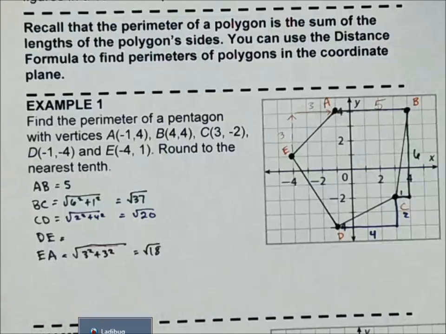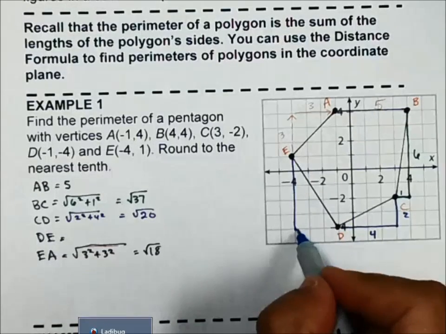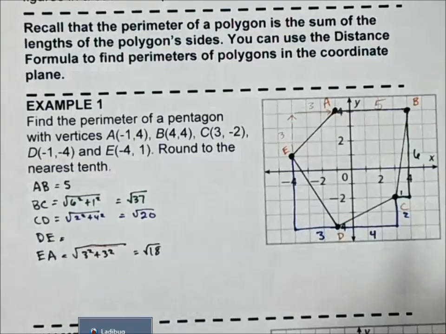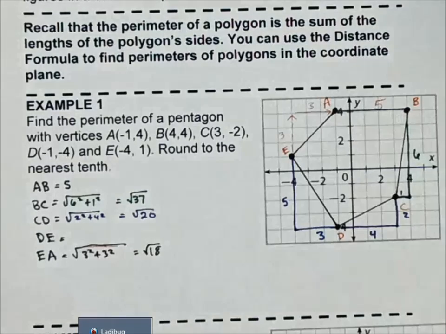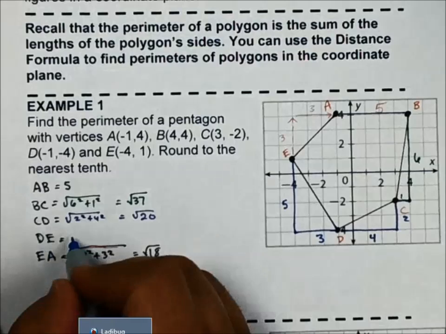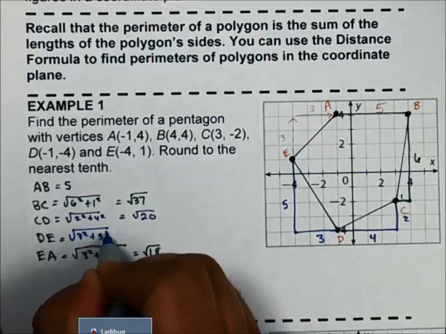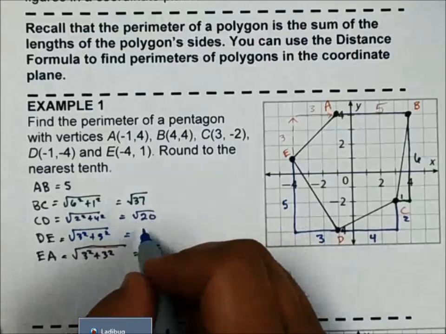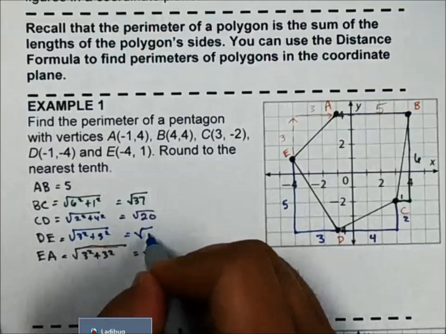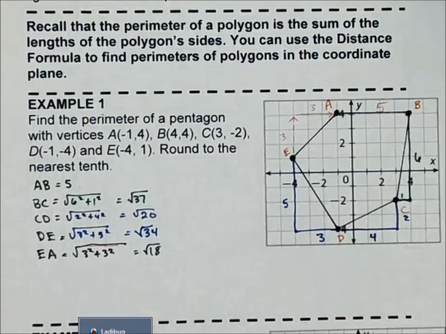And then I need to do DE. So it's going to be 3 this way, and then 1, 2, 3, 4, 5 units up. So the distance from D to E is going to be equal to the square root of 3 squared plus 5 squared, which comes out to be the square root of 34.